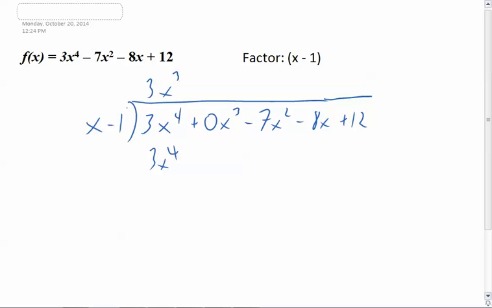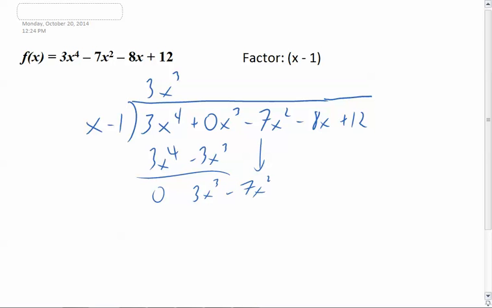And so what I get here is minus 3x cubed when I multiply this. So this is 3x cubed times x, which will give me this, and 3x cubed times -1 will give me this. If I subtract these away, of course that's 0, and this will just become positive 3x cubed. I'm going to bring down now the minus 7x squared.